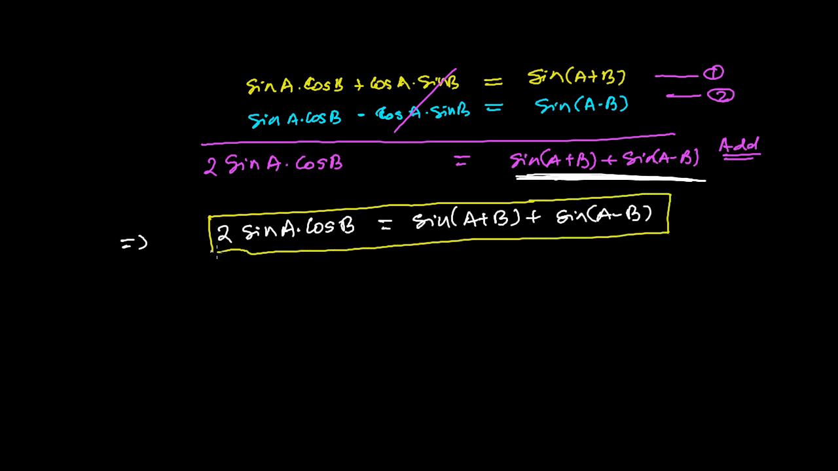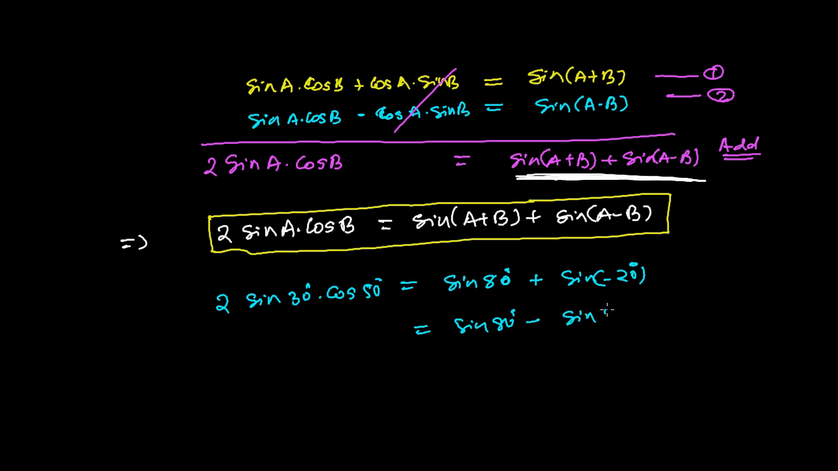So if we have two angles in the form of a product, then we can convert that into the sum or difference form. Suppose I have 2 sin 30 degrees times cos 50 degrees, then I can write that as sin(30 + 50), that is 80 degrees, plus sin(A - B), that is 30 minus 50, which is minus 20 degrees, and that is finally sin 80 degrees minus sin 20 degrees.